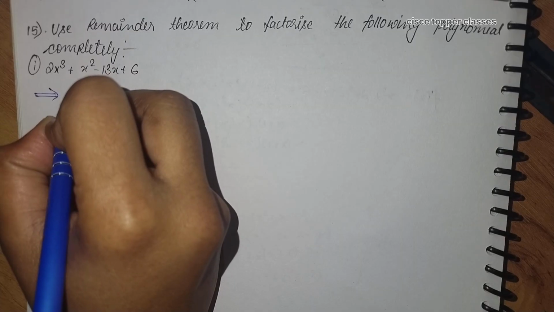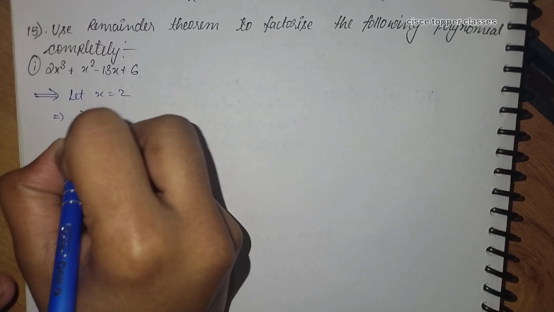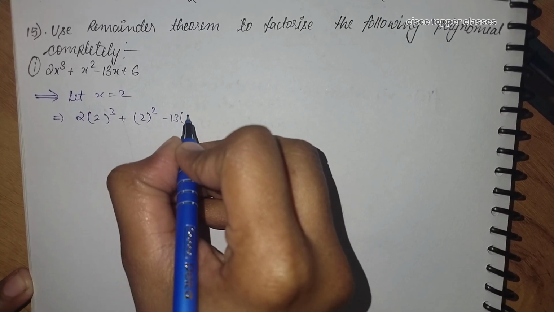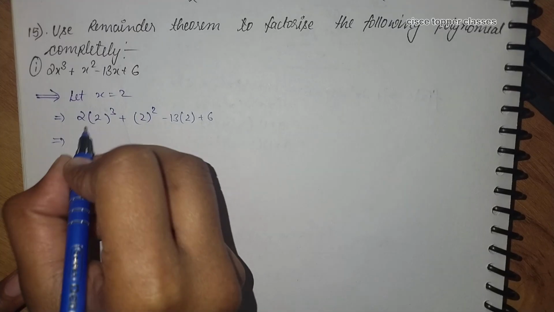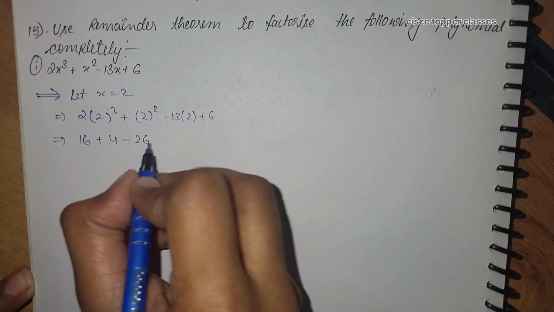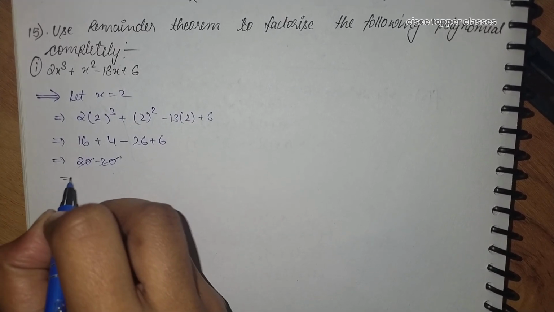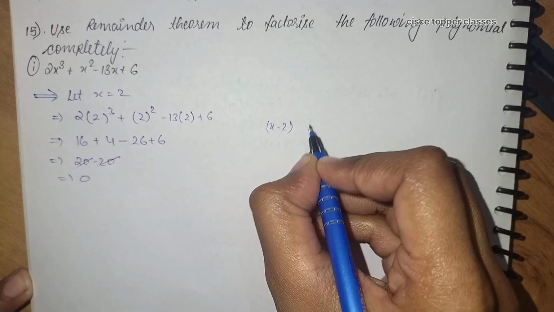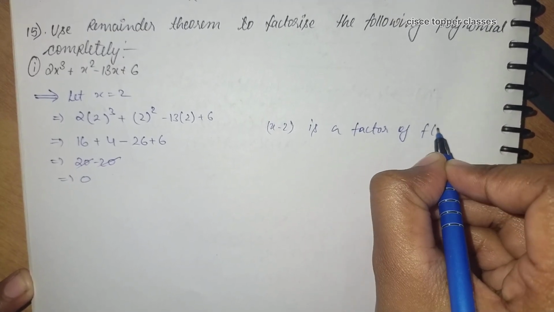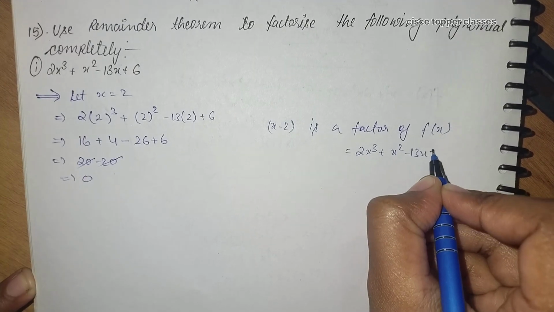So we know if we put x is equal to 2, that will become 2 into 2 whole cube plus 2 whole square minus 13 into 2 plus 6. That will become 8 into 2, that is 16, plus 4 minus 26 plus 6. Then 20 minus 20 is 0. And as we know, x minus 2 is a factor of fx, that is 2x cube plus x square minus 13x plus 6.